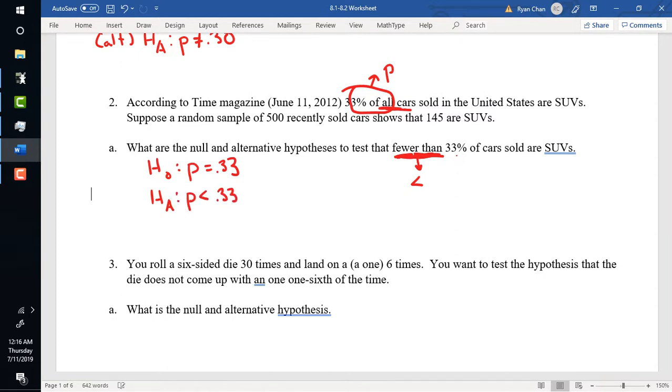Notice I use the same number as my null. The only thing different between my null and my alternate is my symbol. I have equals and then less than. But notice my letter is the same, it's still P, and my number is the same, which is still 0.33.